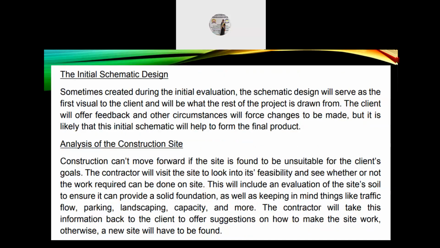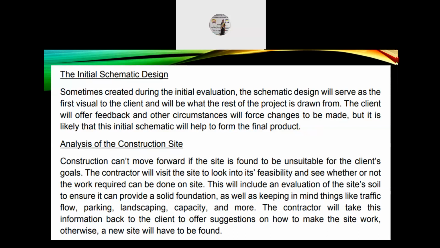First one, the initial schematic design. Sometimes created during the initial evaluation, the schematic design will serve as the first visual to the client and will be what the rest of the project is drawn from. The client will offer feedback and other circumstances will force changes to be made, but it is likely that this initial schematic will help to form the final product.